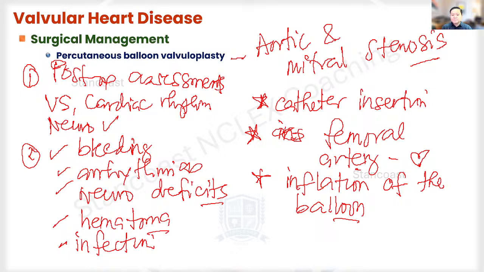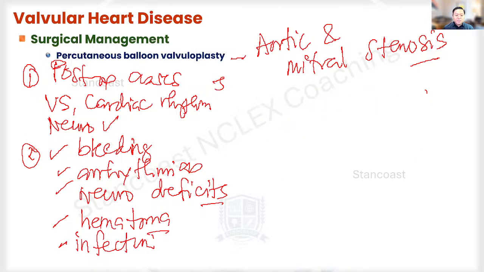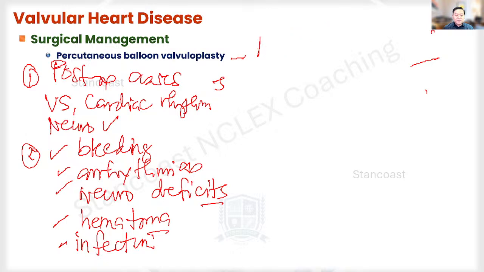All right. Now, another thing that we need to do for this patient post-op after the percutaneous balloon valvuloplasty, remember that we are giving them some diuretics, right? Because of the fluid volume excess. So you're going to anticipate here some imbalances in their electrolyte count. So what are you going to do here? Well, we will be checking the patient's daily lab result.